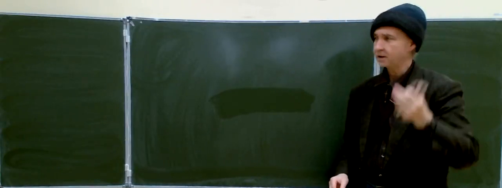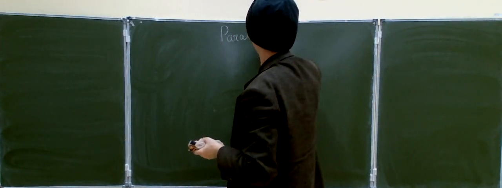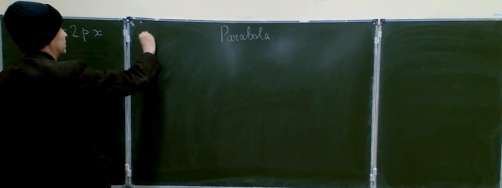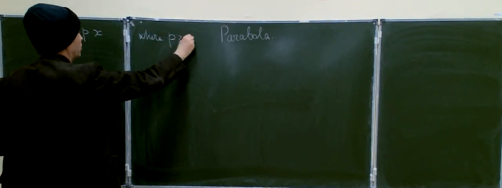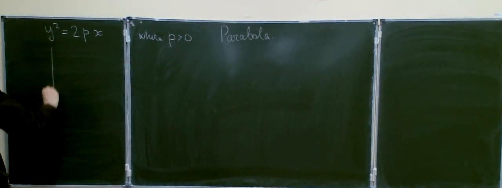Yesterday we started to learn parabola. So now we shall continue with parabola. Now we know that parabola is given by its canonic equation y squared is equal to 2 times p times x, where p is positive. And if we draw this parabola, it looks like the following.